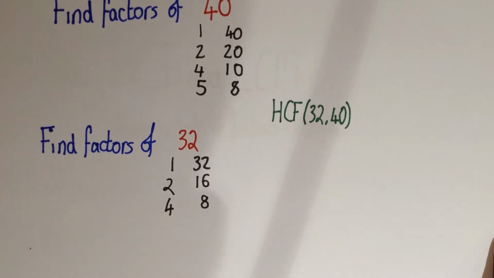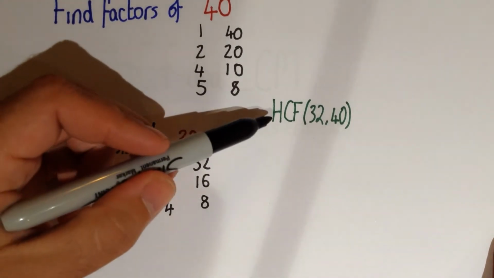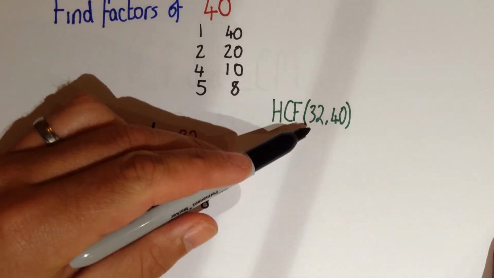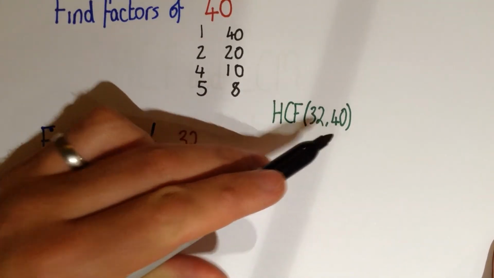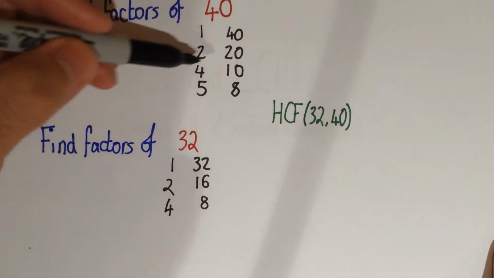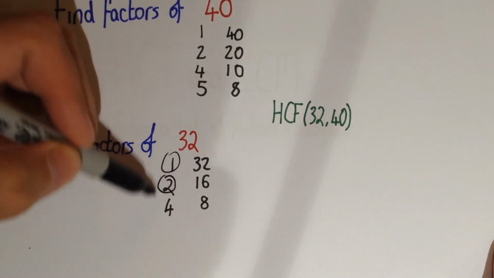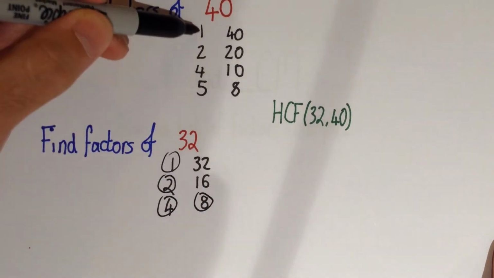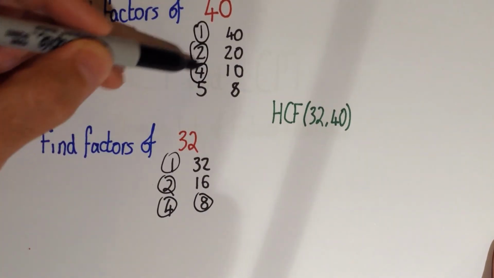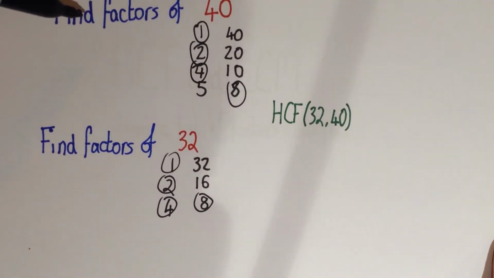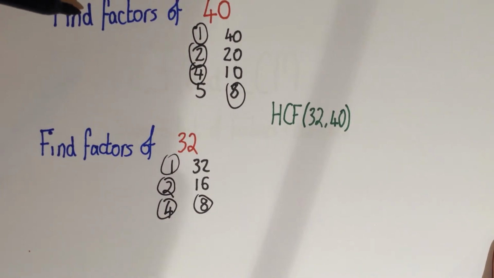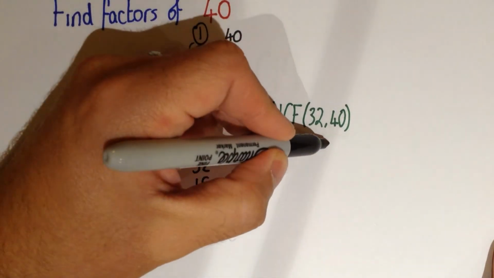The additional question that you may get then asked is, what is the highest common factor of 32 and 40? Well, common factors are the factors of both numbers. So here 1, 2, 4 and 8 appear in both of the lists. So the highest common factor, the factor that's biggest, is 8.